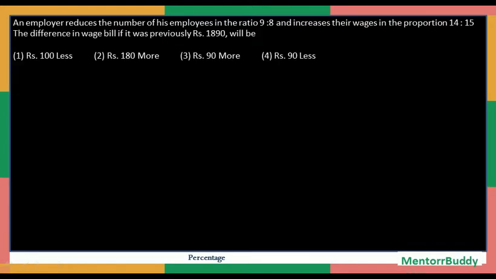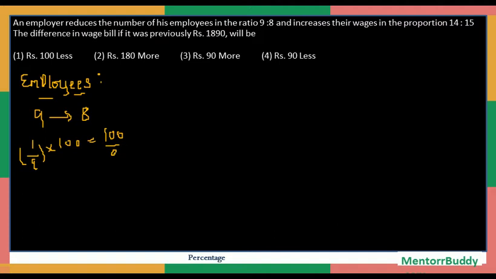So it says an employer reduces the number of his employees in the ratio of 9:10, which implies the decrement in the employees. So let's say the discussion is about the employees. Here the employees are becoming 9 from 10. So the decrement is of 1 in how much? 10. And in order to convert the same into percentage, that will be into 100. So that will be equal to 100 by 9% of decrement. Mark one thing, reduction is a decrement.